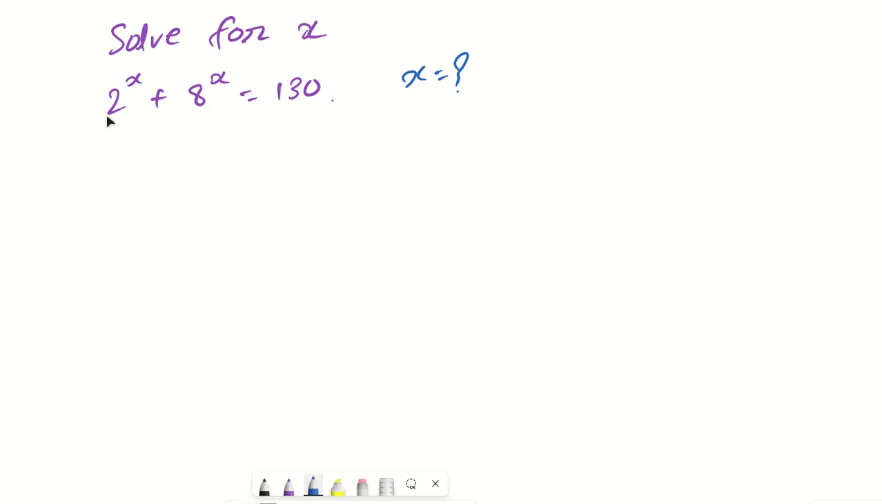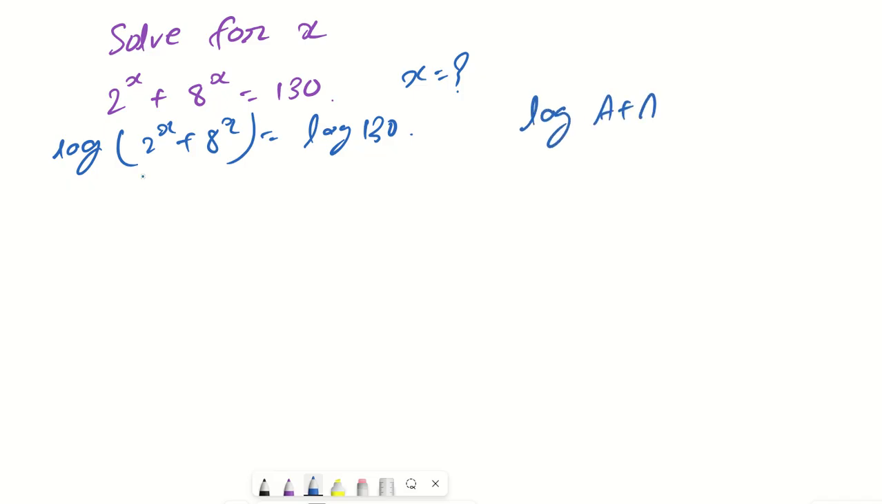Whenever you have something to the power x, it is very straightforward that you take log both sides, right? So you can take log both sides, then you will be getting log of (2 to the power x plus 8 to the power x) is equal to log 130. But you do not have any method for log of a plus b, right? So you cannot expand this. So this is the problem that you have landed up in. So we are going to discard this. This is not the method to proceed. Then what shall we do?